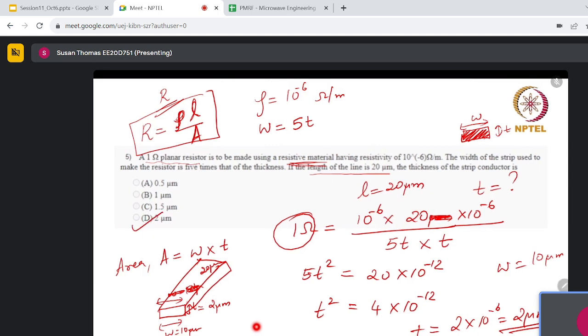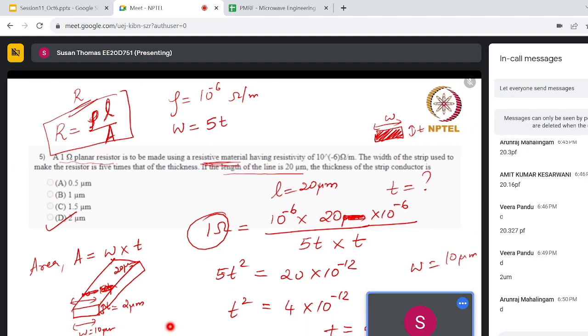So the answer option, as you all said, is option D, 2 micrometer.